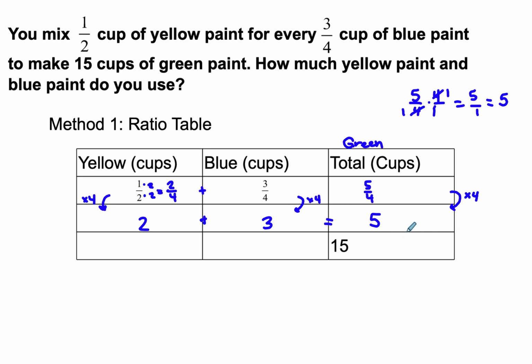So I know how much if I want 5 cups of green paint, but I want 15. So again, ratio tables are working with multiplication or division patterns. For this one, I'm going to need to multiply by 3. 5 times 3 is 15. So I need to multiply all of the numbers in this row by 3.